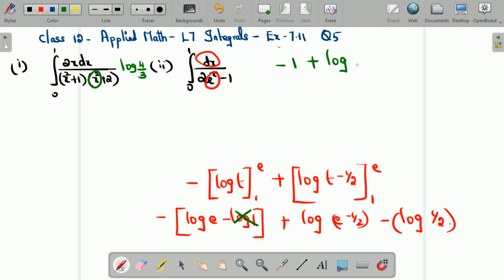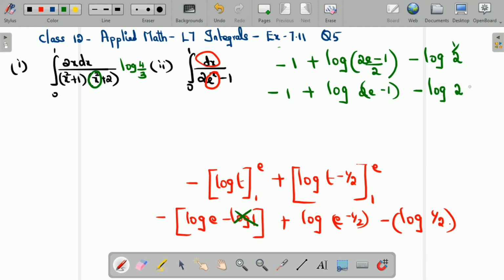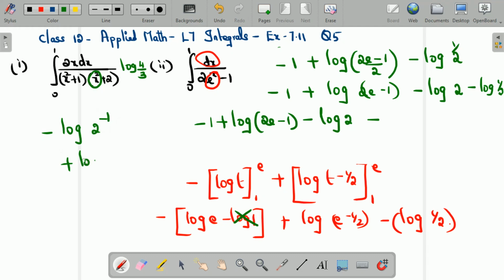Then plus log of, here we are going to take LCM. So this is going to be 2e minus 1, the whole thing divided by half, minus log half. So now here what happens, minus 1, then this is going to be plus log of 2e minus 1. Here I am going to break this as minus log 2, then minus of log half. I'm going to just modify this. So this is going to be equal to minus 1 plus log of 2e minus 1, minus log 2. I can write this log of 1 by 2 as 2 to the power minus 1. So this is minus log of 2 power minus 1. If I reorganize, this is plus log 2. Now I can cancel out this and this. So the final answer is going to be log of 2e minus 1, minus 1.